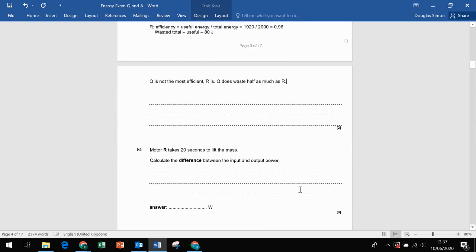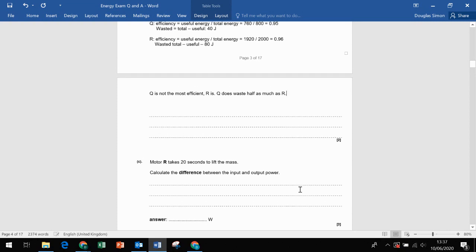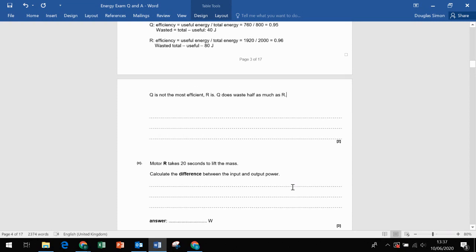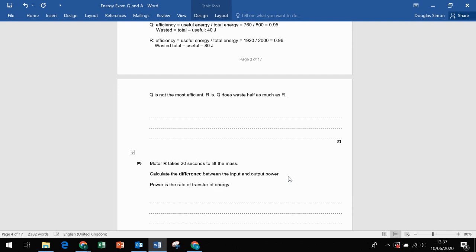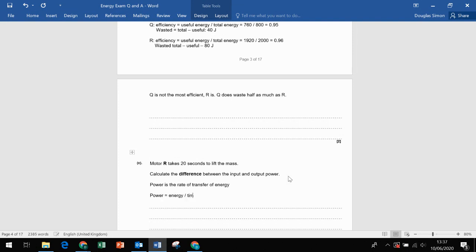All right, part C. Motor R takes 20 seconds to lift the mass. Calculate the difference between the input and output power. So firstly, power is the rate of transfer of energy. Whenever you see rate, it means divided by time. So energy divided by time.